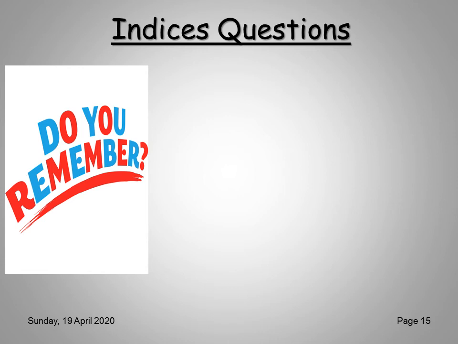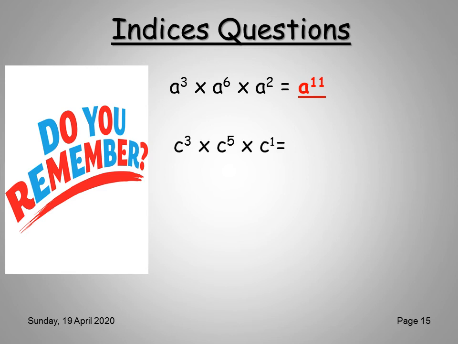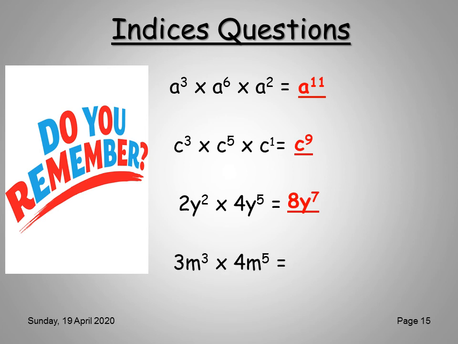Do you remember the indices questions we were doing in term 1? 8 to the power of 3 multiplied with 8 to the power of 6 multiplied with 8 to the power of 2. Remember the laws of indices? When the bases are the same, we add the powers. We get the answer 8 to the power of 11. Here we get c to the power of 9. Here we multiply 2 with 4. 2 4s are 8. And y to the power of 7. These are all expressions. We have learned them earlier as the laws of indices. 3 times 4 is 12. 12m to the power of 8.